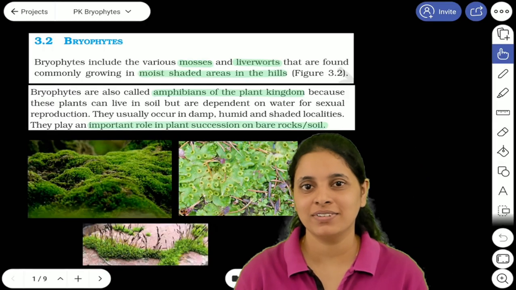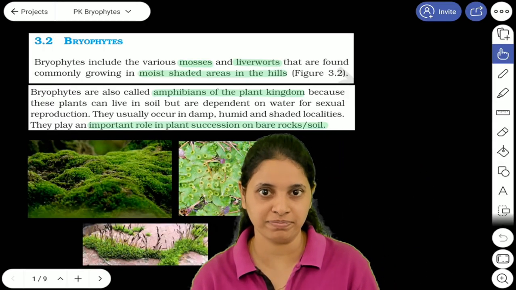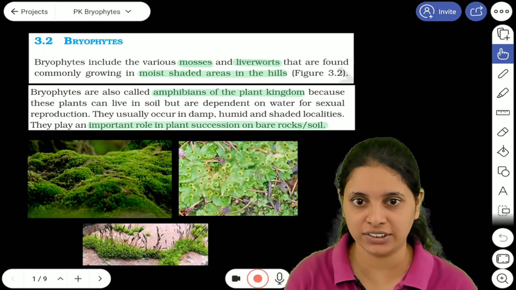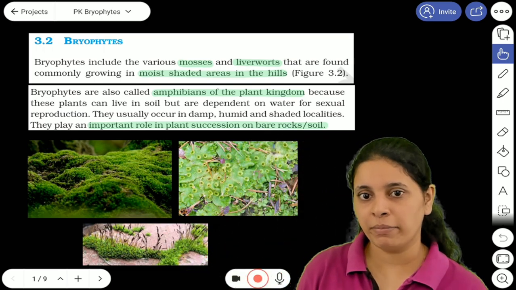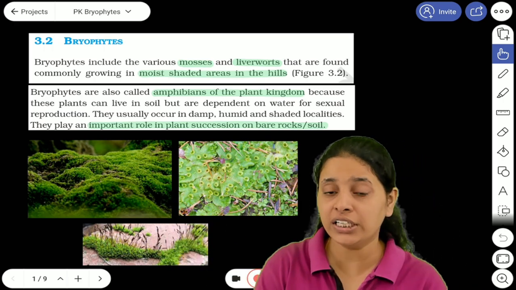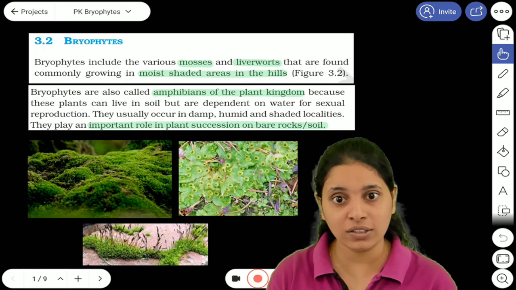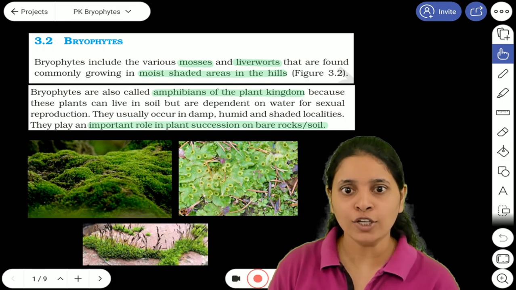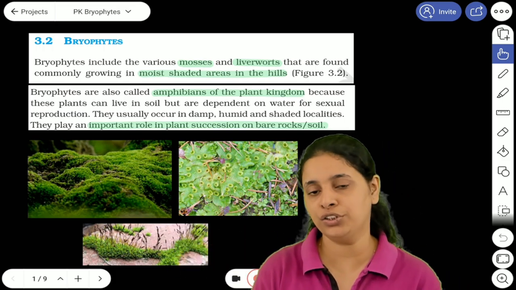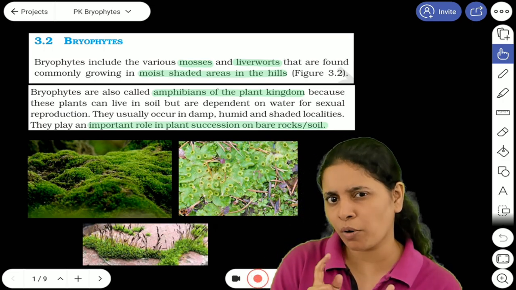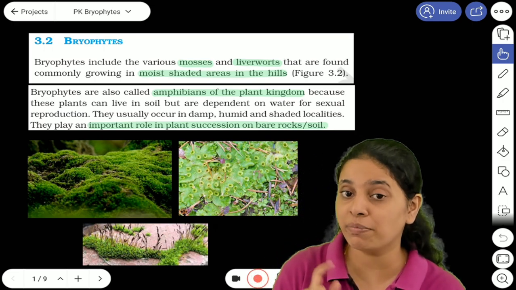Hello everyone. Let's start with bryophytes today. So what do we have to imagine when we say bryophytes? Many of you must have seen such greenish growth on the rocks, on the compound walls, on trees. These plants which are growing like a mat on the substratum, most probably it will be a bryophyte. It will be a moss.